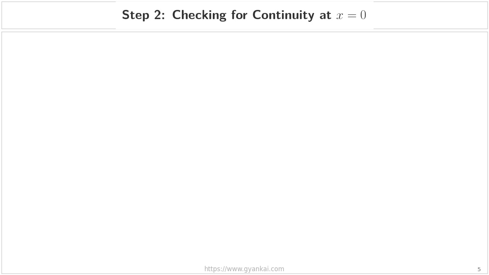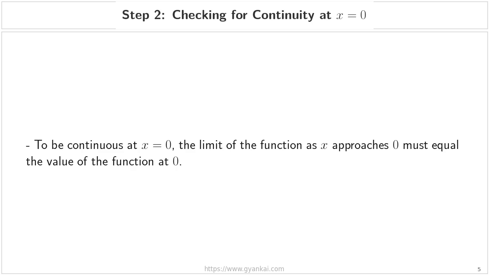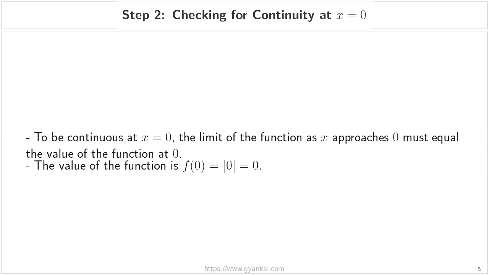Now that we have defined the absolute value function as a piecewise function, let us move to step 2 and determine whether it is actually continuous at x equals 0. To establish continuity at x equals 0, we must verify a fundamental rule. The limit of the function as x approaches 0 must be exactly equal to the actual value of the function at that point. First, let us find the value of the function. When we substitute 0 into the function, the absolute value of 0 is simply 0. Therefore, f(0) = 0.